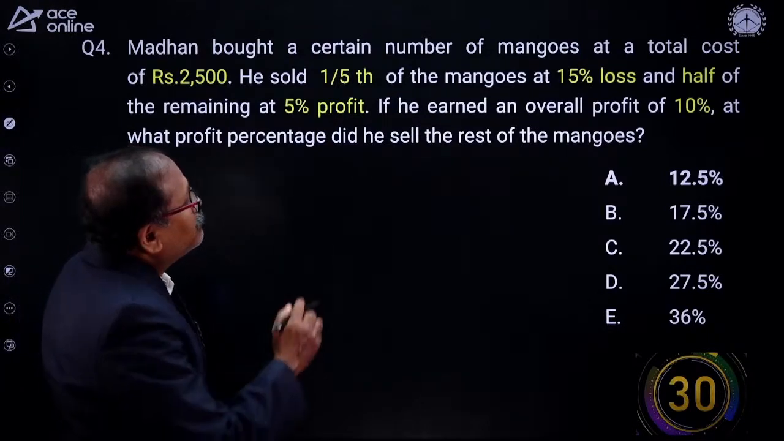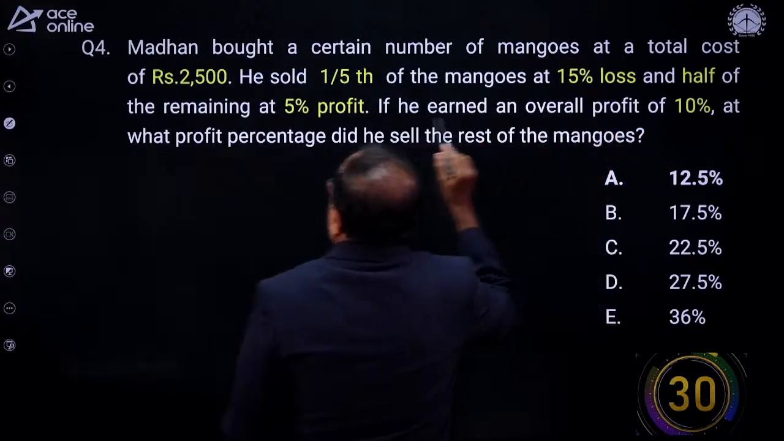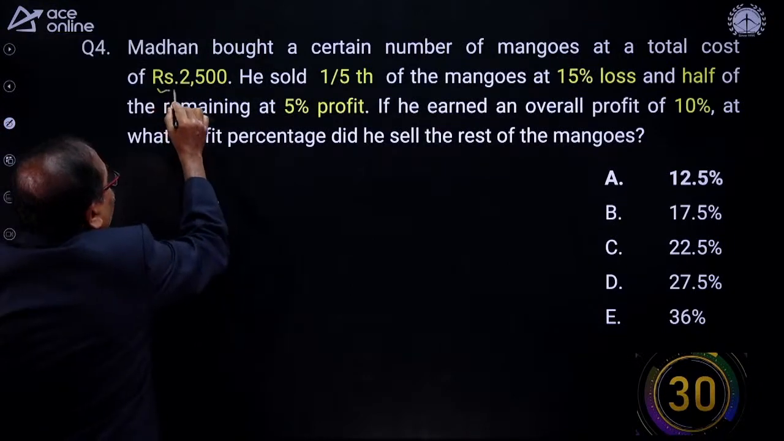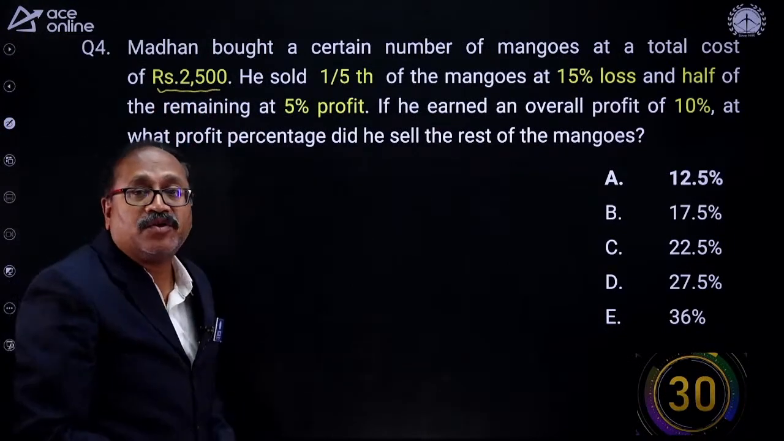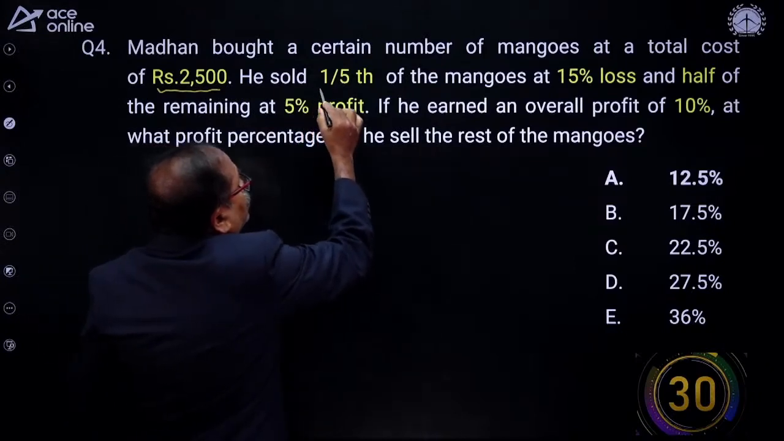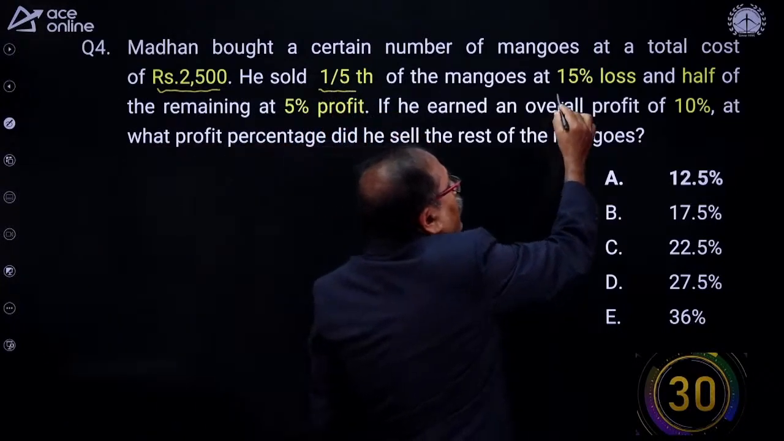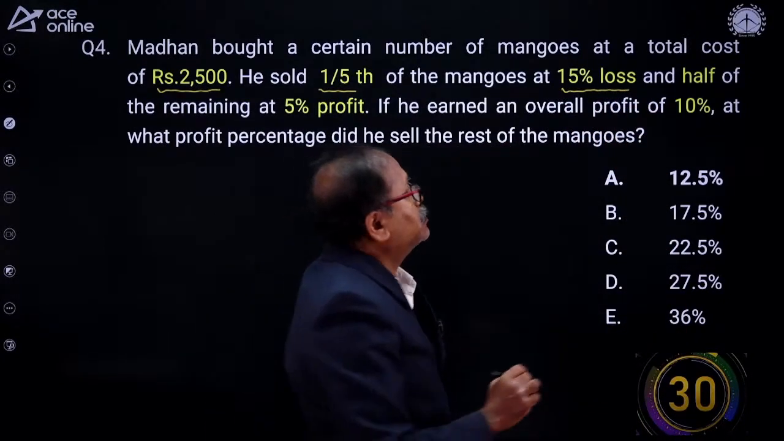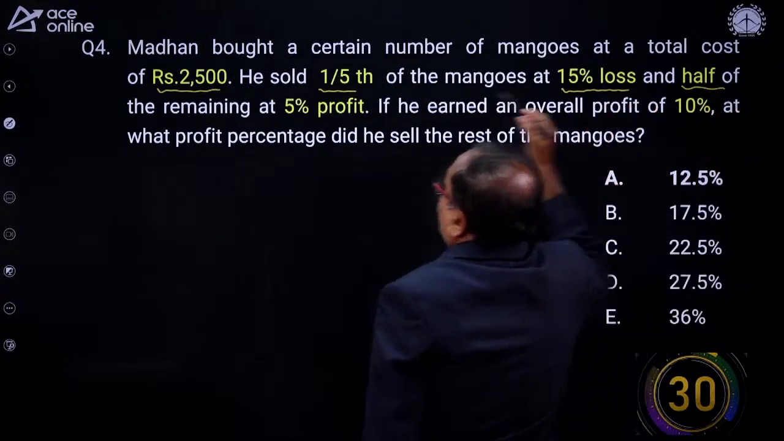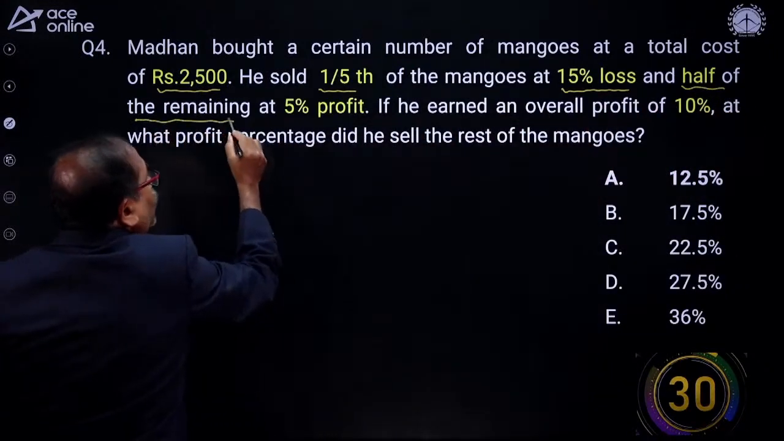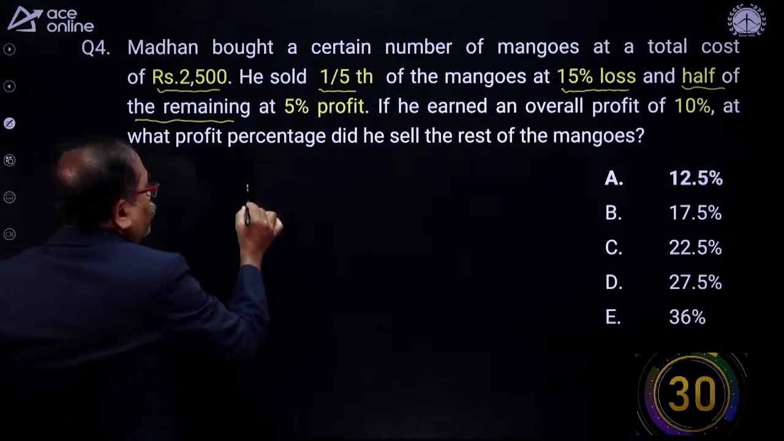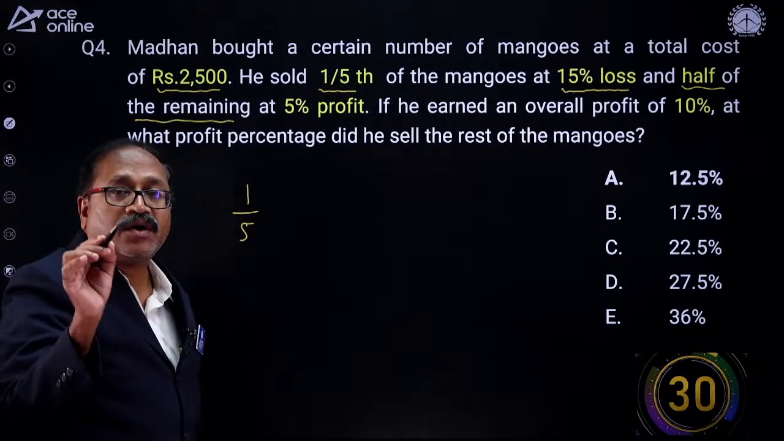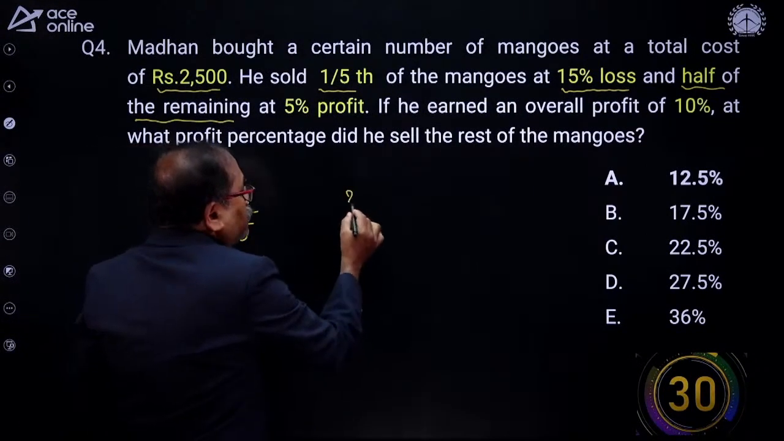Madan bought a certain number of mangoes at a total cost of rupees 2,500. Certain number of mangoes. Okay. Now he sold 1/5 of the mangoes at 15% loss. 1/5 of the mangoes. Next, half of the remaining. What is half of the remaining? If you sold 1/5, then the remaining is 4/5. So what is half of 4/5? Which is nothing but 2/5.